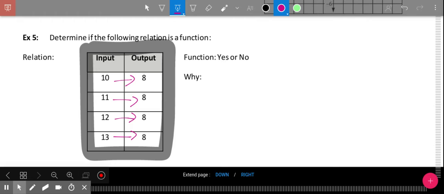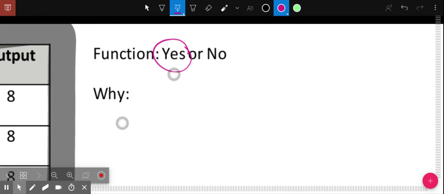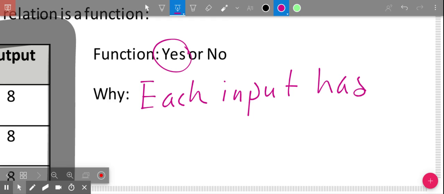All right, so I hope you took the time to pick if it was a function or not. This actually is a function. And this is because each of those inputs only goes to one thing. 10 only goes to 8. 11 only goes to 8. 12 only goes to 8, and 13 only goes to 8. Okay, so each input really only does have one output. Now, if 13 went to 10 and to 8, that would have been bad. That would have made this not a function. But since they all only go to one thing, we're good. So why? Because each input has exactly one output.